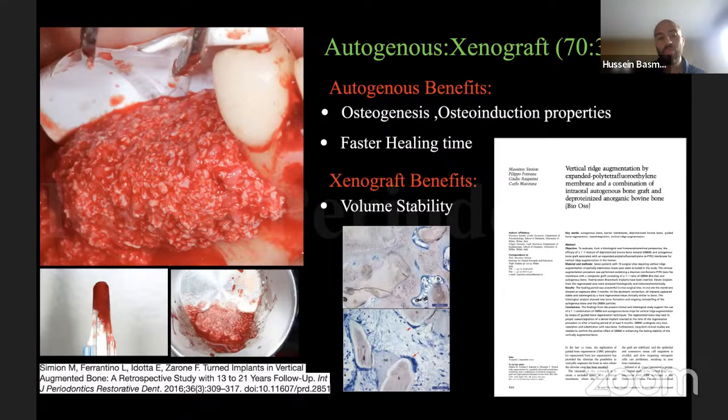And then we're also looking at volume stability with time. That's why we add a little bit of particles, and those particles, no matter where they are located, are going to be working on holding that bone graft. Okay, so it's a mixture of 70 by 30.